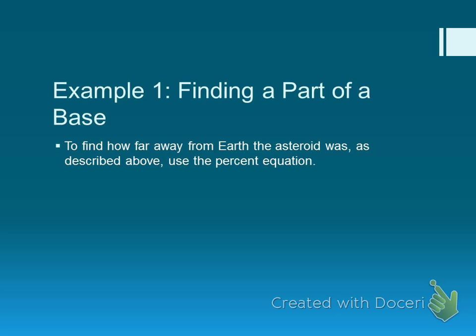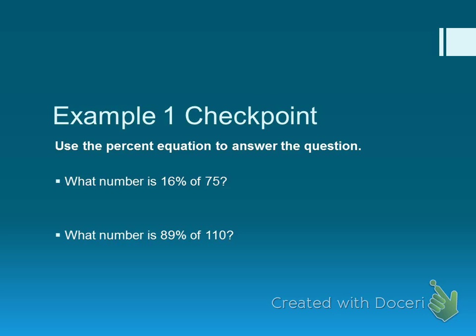In example 1, I'm finding a part of the base. What number is 16% of 75? So I start with what? A equals P percent times B. And now I'm going to plug in my numbers. 16%, what is that going for? Percent. Very good. 75, does that go in for A or B? B, because that's my of. So A equals 16% times 75.